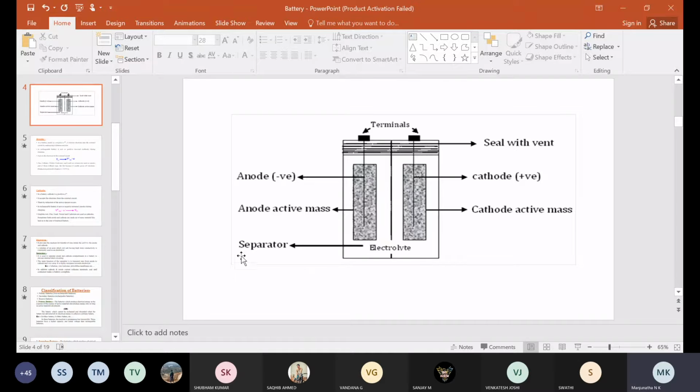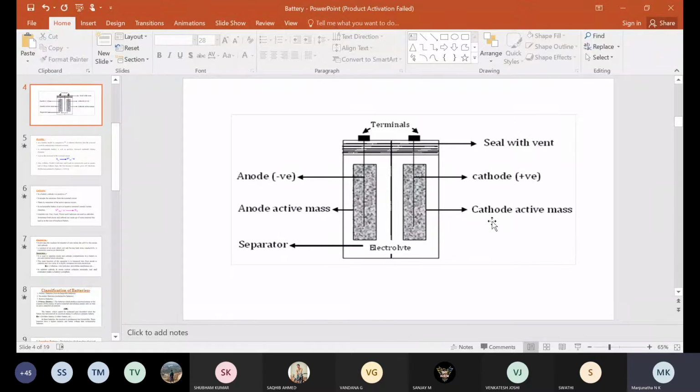Coming to the next basic component, the separator. The separator is used to separate the anode and cathode, to prevent internal short circuiting between the anode and cathode electrodes. Generally the separator is constructed using a cellulose membrane, polyvinyl membrane, polyolefin membrane, or polyethylene membrane. So this is about the basic components of the battery.